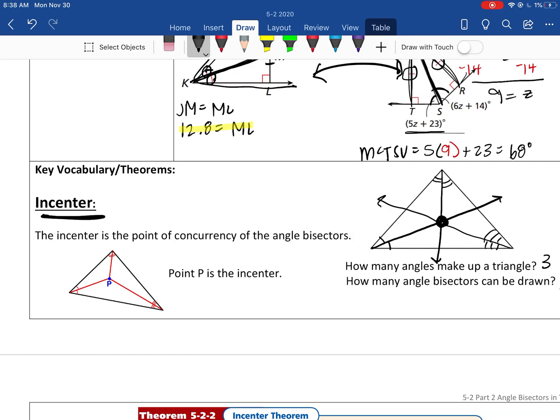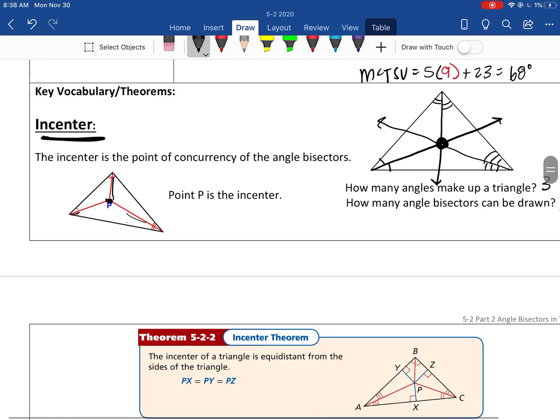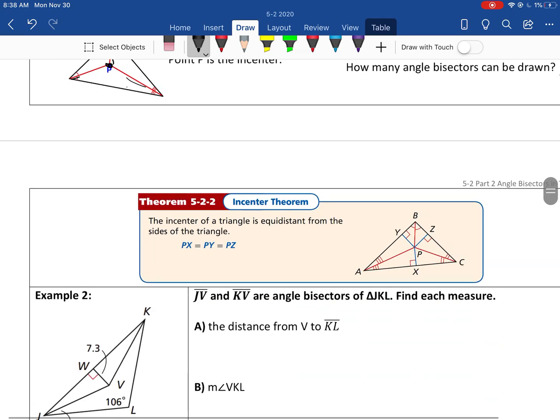If you look over here, here's another one. I have 1, 2, 3 angle bisectors, and they meet here at P. And again, that P is your incenter. So we had circumcenter last time. Now we have incenter. What the incenter theorem says is that the distances from that incenter to the sides of your triangle are equal. So PX, PZ, and PY are all equal to each other. That means from your incenter to your sides are congruent. Don't get that mixed up with your circumcenter.